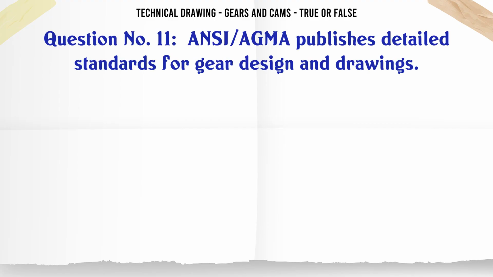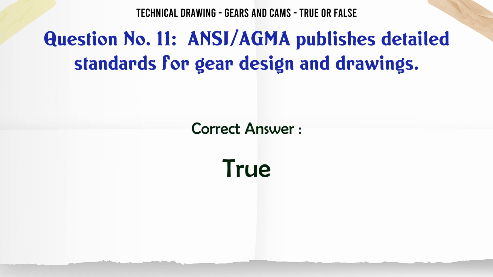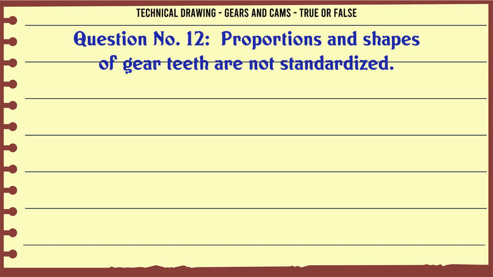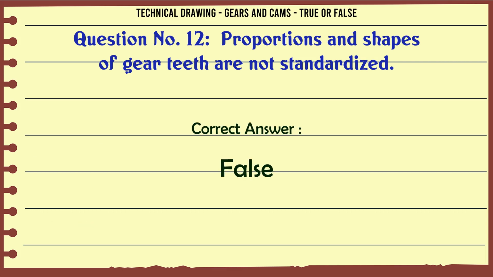ANSI AGMA publishes detailed standards for gear design and drawings. A. True. B. False. The correct answer is true. Proportions and shapes of gear teeth are not standardized. A. True. B. False. The correct answer is false.